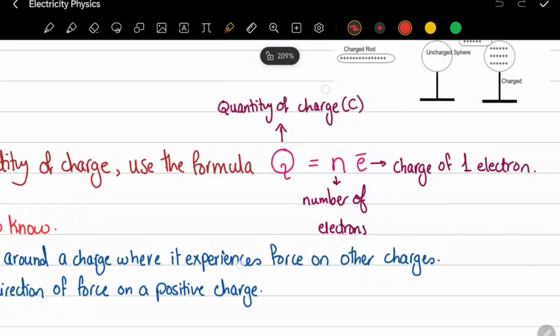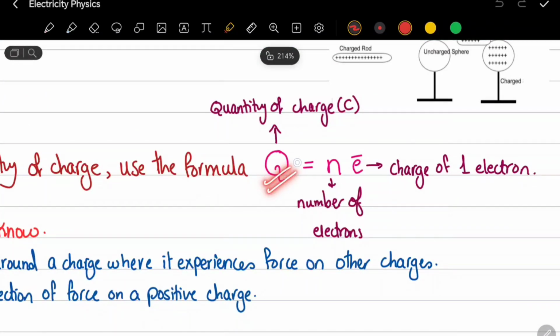Now, to calculate the quantity of charge, we're going to use the formula Q equals NE. Q stands for the quantity of charge, and the unit of charge is the coulomb, represented by the letter C. N stands for the number of electrons, and E stands for the charge of one electron.